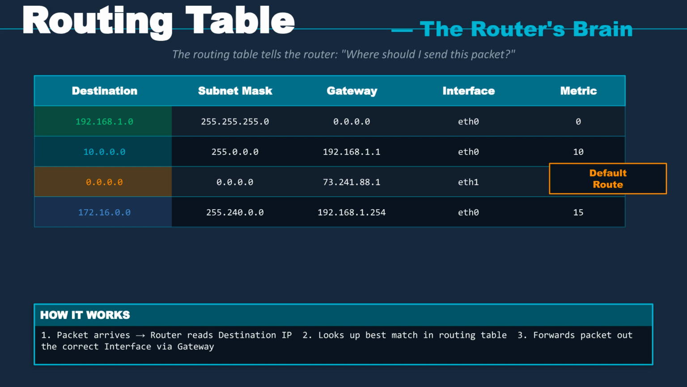The routing table is essentially the router's brain. It stores known paths and best routes for sending packets, matching destination IPs with the correct interfaces and gateways. If no specific path is found, it uses the default route.